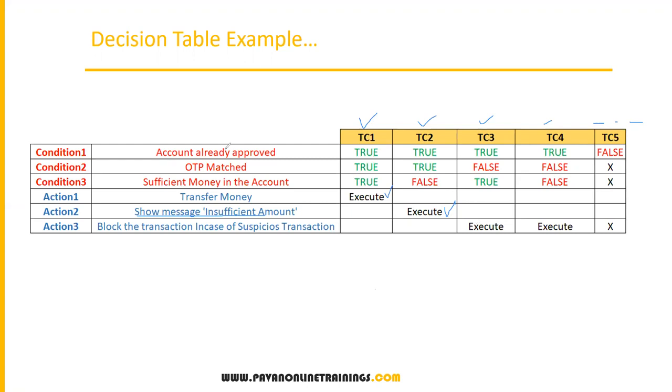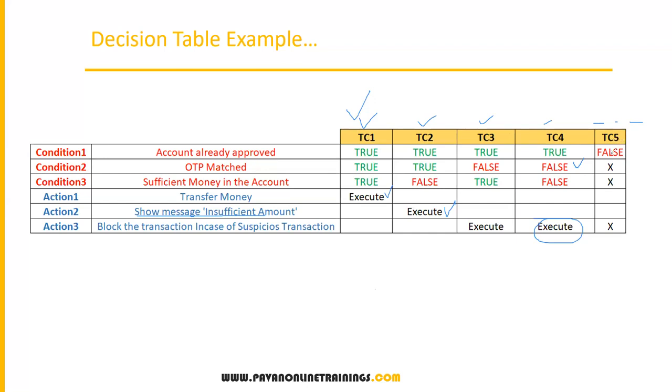Now the fourth test case. Account is already approved, which is true, but OTP is not matched and there is no sufficient money. Then what happens? Again, the last action should be executed: block the transaction, because OTP is not matched. This is one test case. Only the first one is a valid test case. The rest of the three are negative test cases. And the last test case is actually an invalid test case.